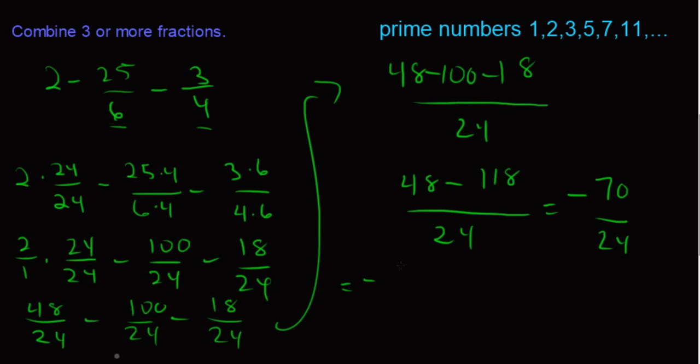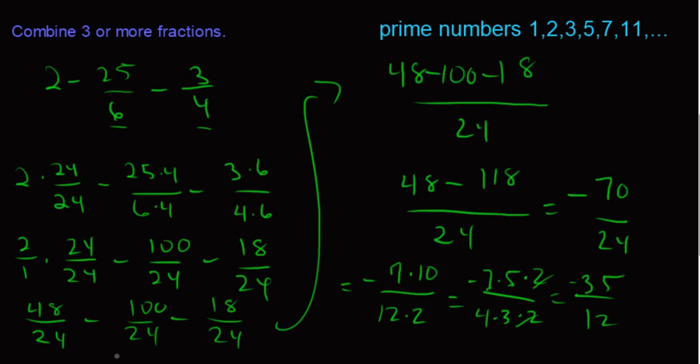So that equals, minus 70 is divisible by 10, which is 7 times 10. Any number with 0 in the end is divisible by 10. 24 is divisible by 2. 12 times 2, which equals negative 7 times 5 times 2, and 4 times 3 times 2. Those 2's go away, which gives me a negative 35 over 12. I don't think I can simplify that anymore. 4 times 3, 7 times 5. Nope, that's simplest form for that one.